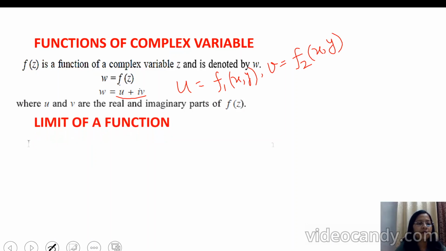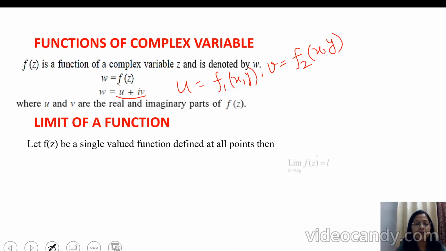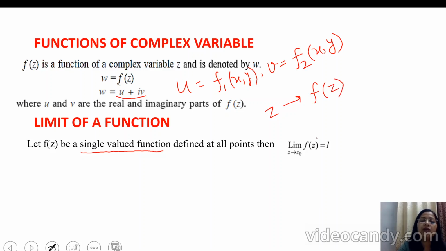Limit of a function. Let f of z be a single valued function defined at all points. What is the meaning of single valued function? Single valued function means for a single value of z, f of z should have a single value. In other words, for a unique value of z, f of z should have a unique value. That is known as single valued function. Defined at all points means nowhere we are getting a point of singularity.